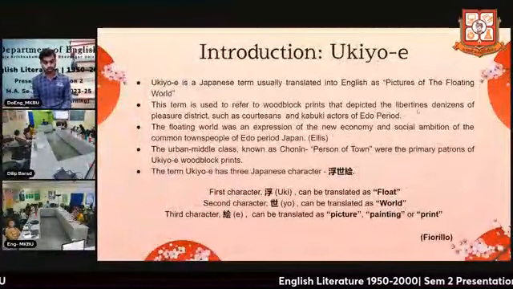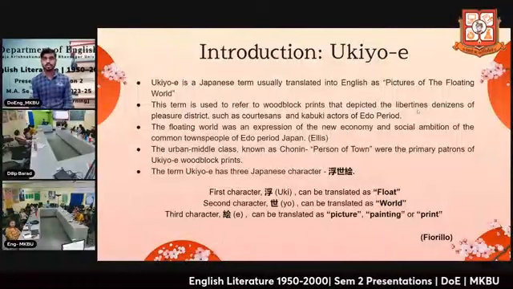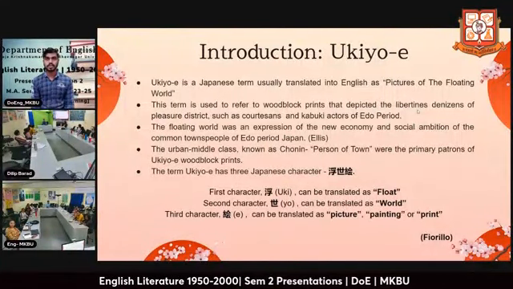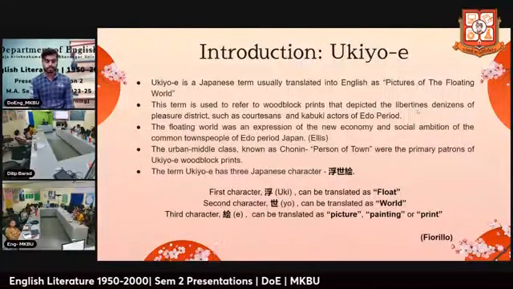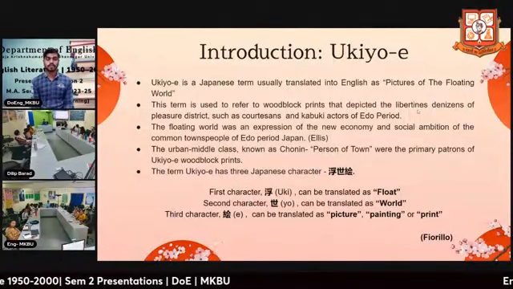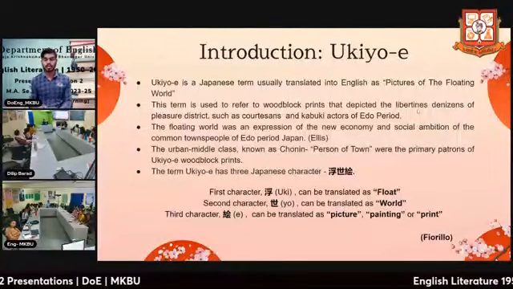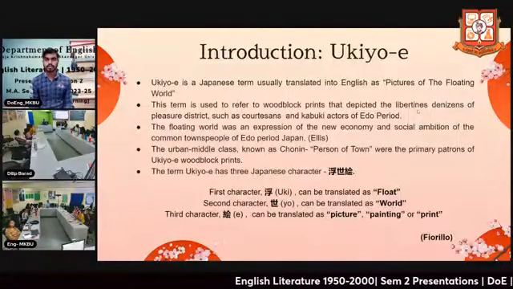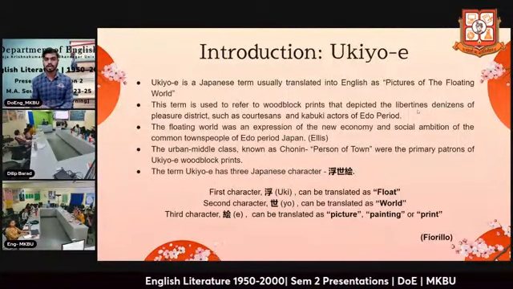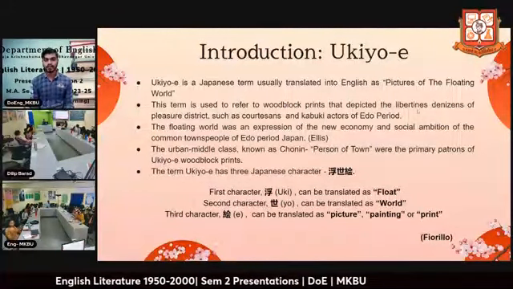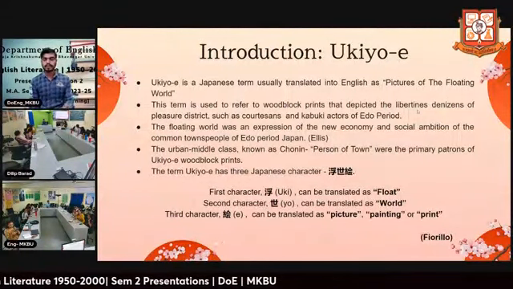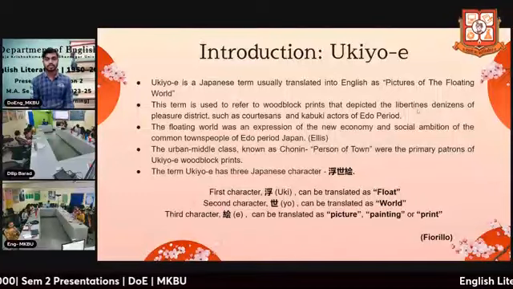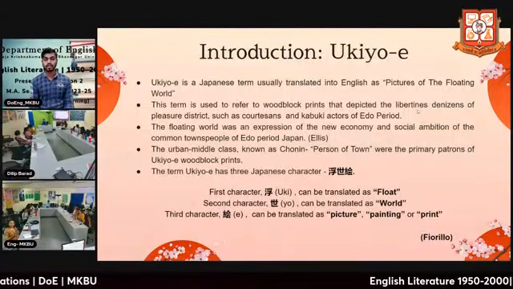Starting with ukiyo-e. Ukiyo-e is an artistic genre which flourished in the 17th century Edo period Japan, in which the artists made prints and paintings on different aspects of everyday life, and also portrayed the pleasure districts, such as courtesans and kabuki actors of the Edo period.